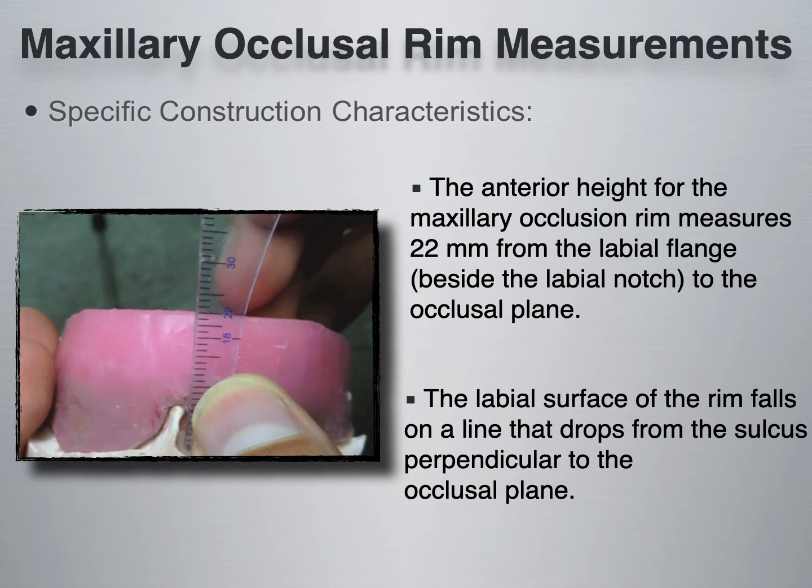On the maxillary, the anterior height should be 22 millimeters from the labial flange, besides the labial notch, to the occlusal plane. So you're measuring from the deepest part of the labial flange there. The labial surface of the rim falls on a line that drops from the sulcus perpendicular to the plane. So the Air Force talks about a perpendicular relationship as far as anterior flare on the labial surface of the rim, while maybe in lab some of the instructors have shown you that the maxillary should have a slight anterior flare. Once again, we're going to follow the Air Force manual when it comes to the things that are on your exam, and please remember that you do have a midterm next week.